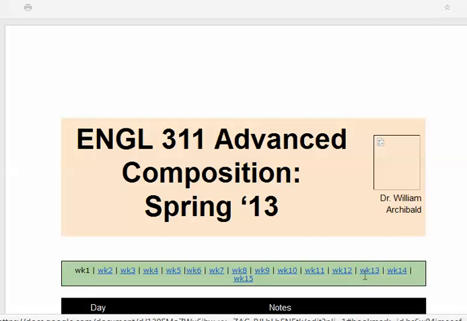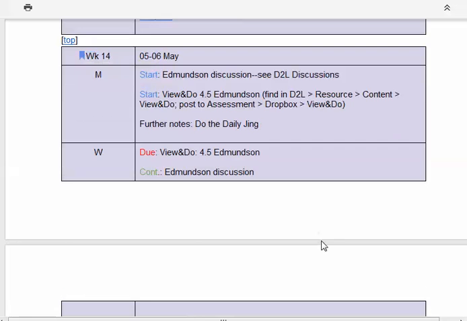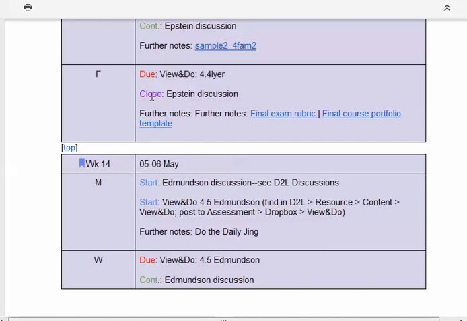Let's look at the schedule. Here's the 13th week, Friday. Take a look at the final exam rubric and the final course portfolio template. You need to download the template in order to use it, and then you need to put both of those into the Dropbox in D2L, and I'll have more details about that coming up on Monday.